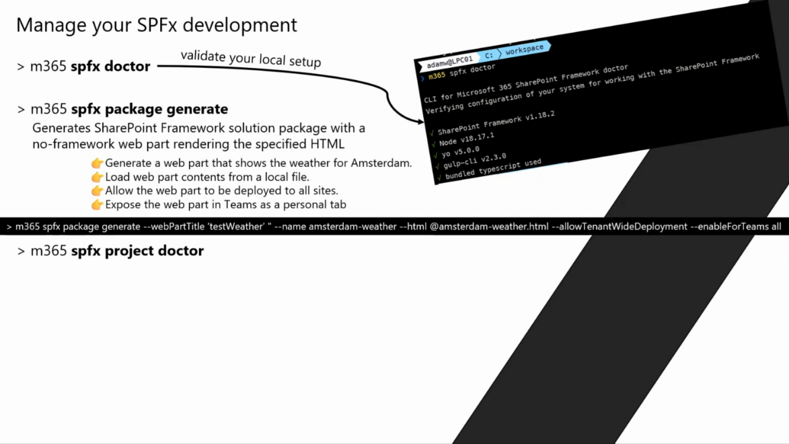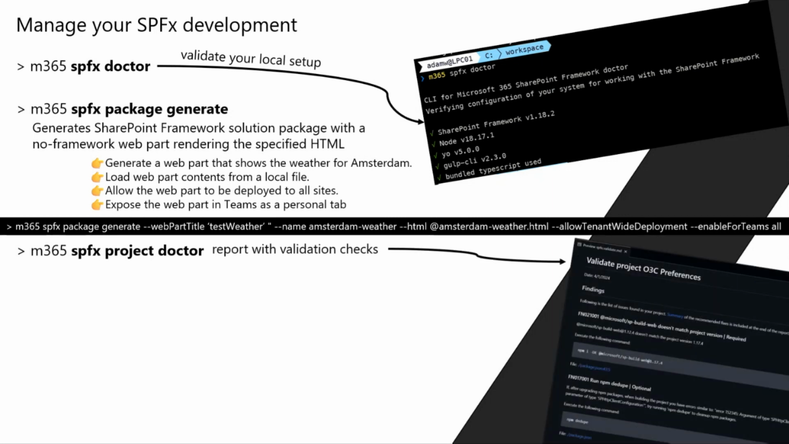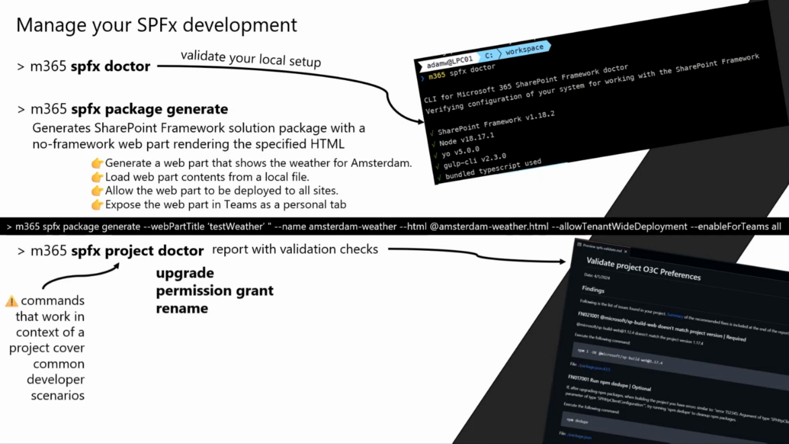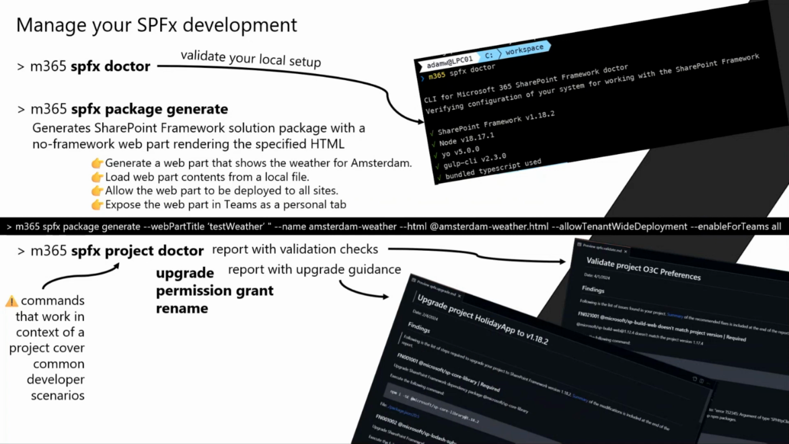We also have commands that are specific to SPFx projects. So those are m365 spfx project commands, and those need to be run in the context, in the place where you keep your SPFx project. For example, we have the project doctor command that will validate if the SPFx dependencies you have in your project are in the correct version for the SPFx version you have in this project. We also have the upgrade, the permission grant, the rename commands, so many commands that support typical scenarios when managing an SPFx project. For example, an upgrade command will give you the upgrade guidance, how to upgrade your current SPFx project from your current version to the latest or the version you specify.